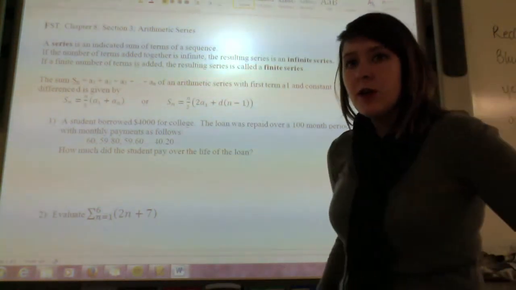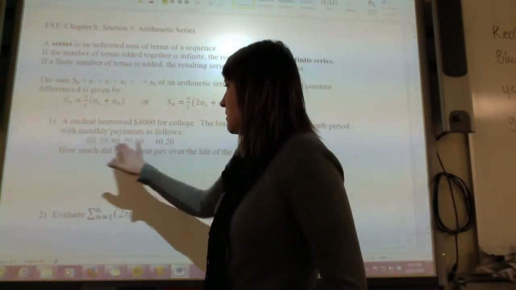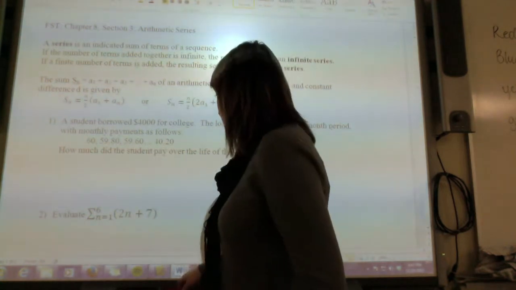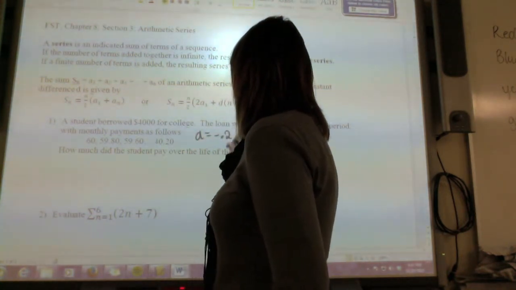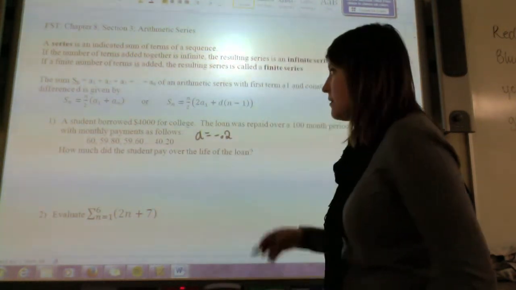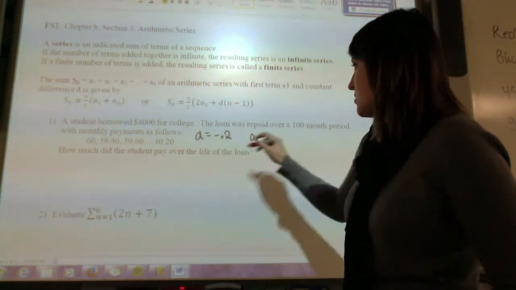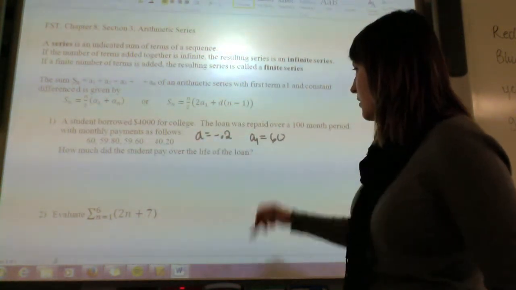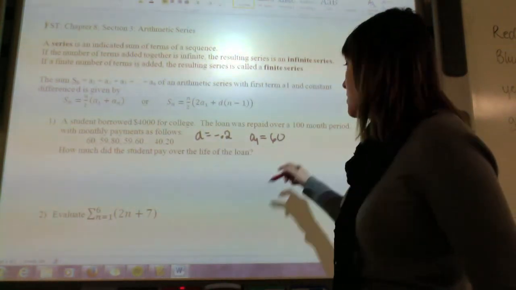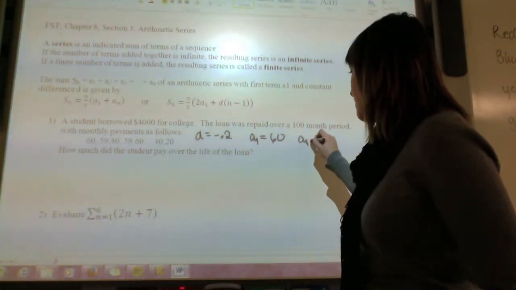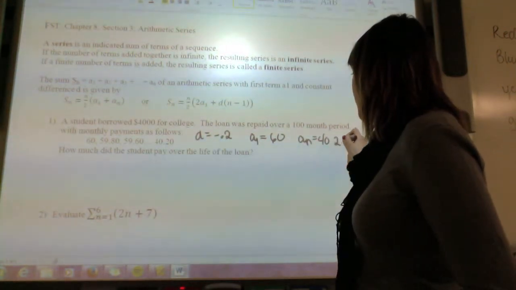First of all, I know that this is arithmetic because each time I'm just subtracting 20 cents off of the payment. So that means my d value is going to be negative 0.2. Then I also know what my first term is. My a sub 1 is just going to be 60 because that's what I started out with. I also happen to know my last term, a sub n, which is going to be $40.20.